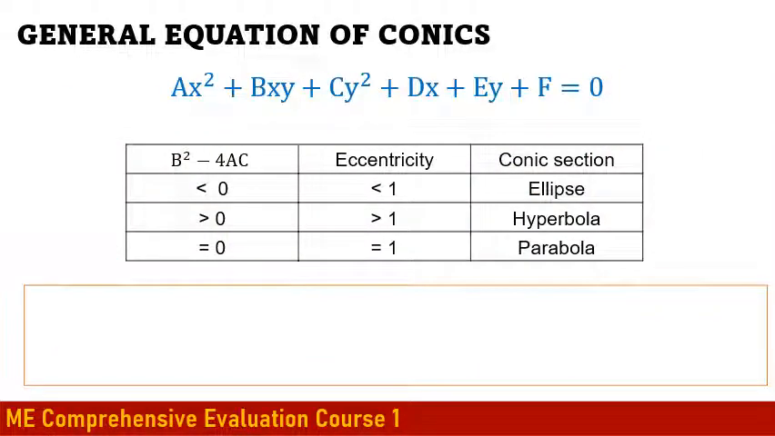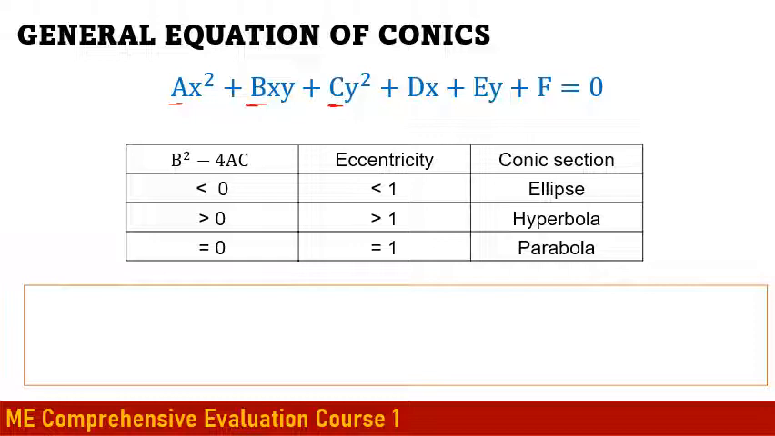So the general equation of the conics is given by this equation here. For this equation, if we are going to get the value of b squared minus 4ac, which is the discriminant, b is the coefficient of xy in the general equation, a is the coefficient of x squared, and c is the coefficient of y squared. Therefore, we can get the conic section based on the given values from the general equation.